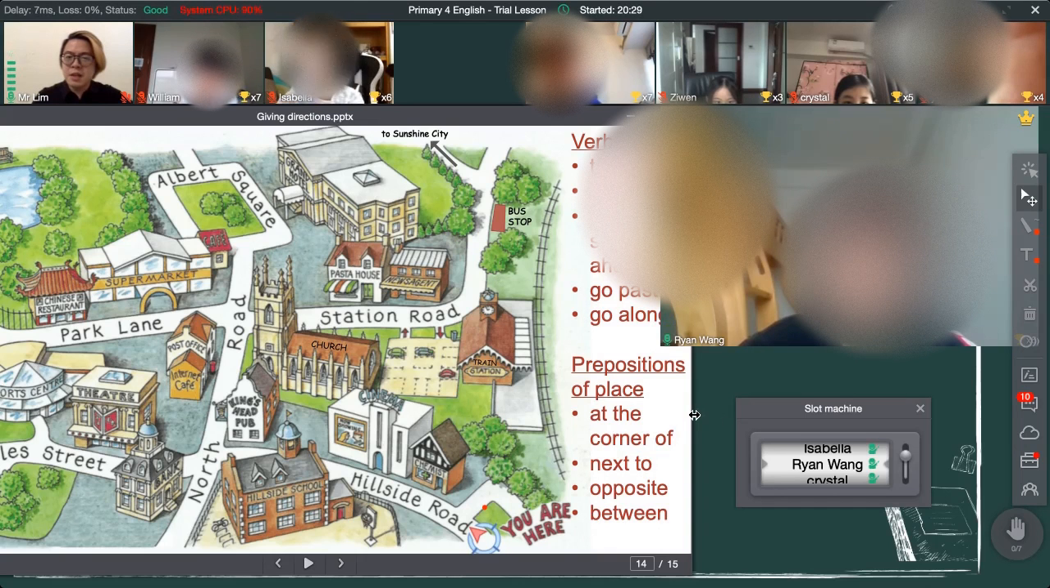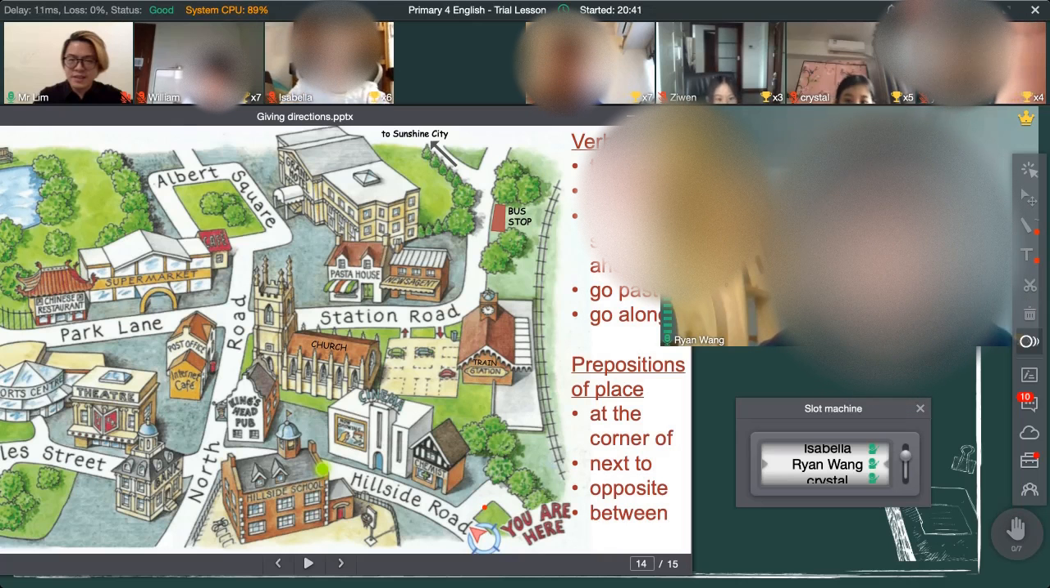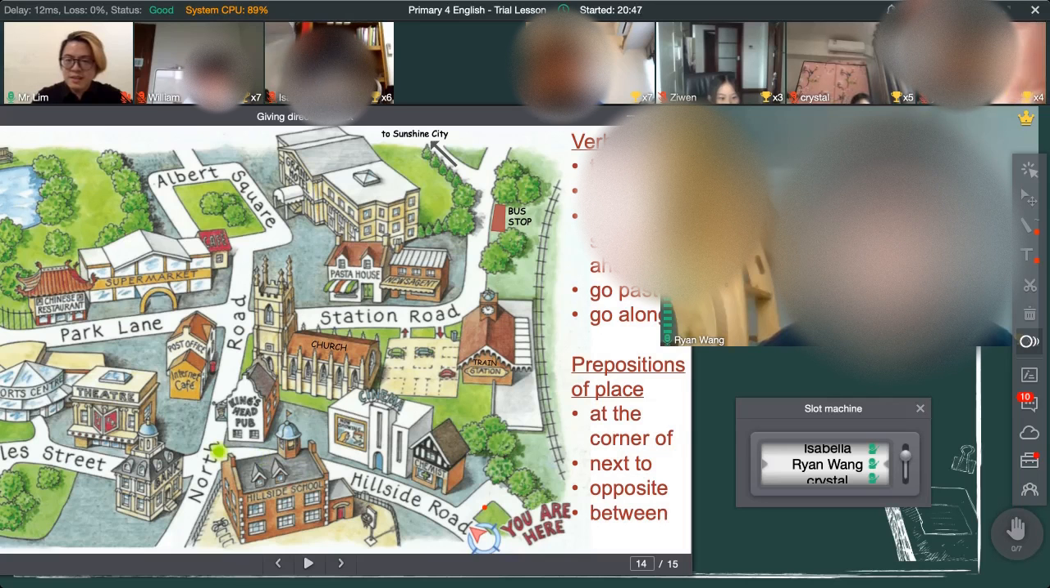Could you start from the beginning? Because I'm a little bit lost right now. I'm not familiar with it. So go straight on Hillside Road, turn right. Okay, when you go straight on Hillside Road, you could see Hillside School, right? Now you go to North Road, Hillside School, North Road, and then turn right.